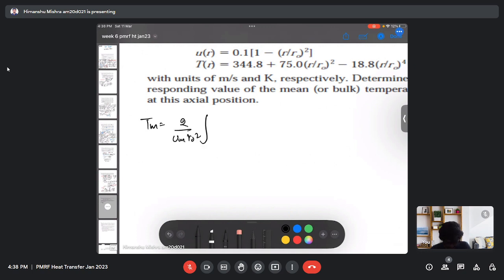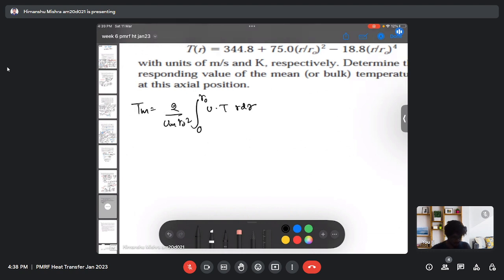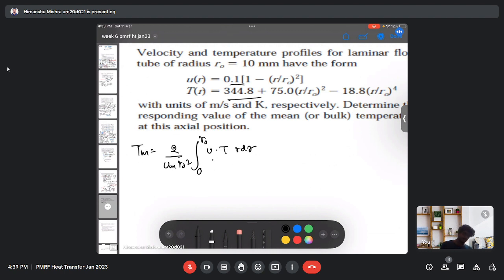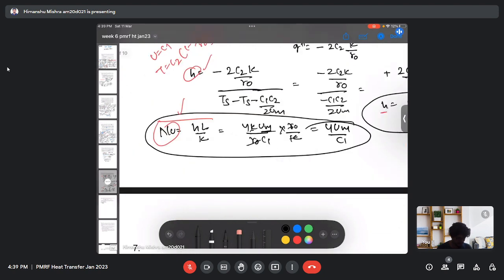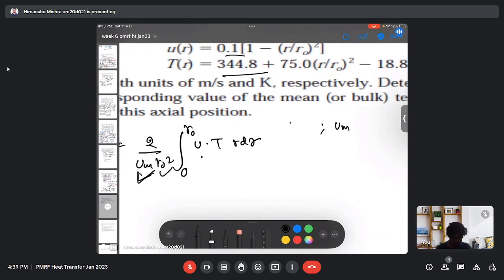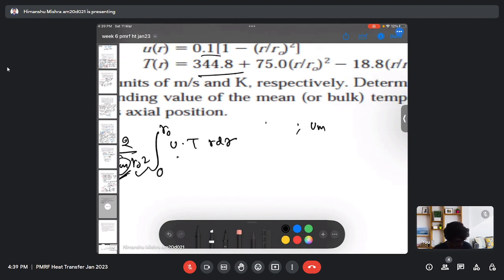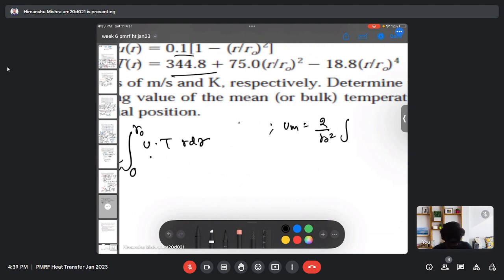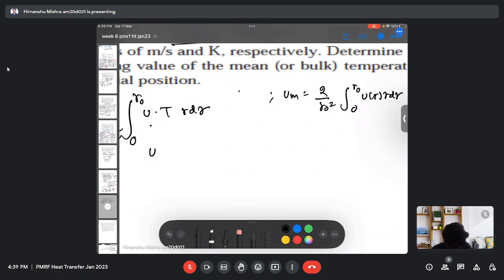So this is my mean temperature. If we solve for the mean, we already have the temperature and velocity profile given. So if we find the mean temperature here, it will be in terms of the mean velocity and a geometric property like the radius, like before. To remove this variable, we first solve for the mean velocity. So this is my mean velocity given. I just need to put the velocity profile expression here.